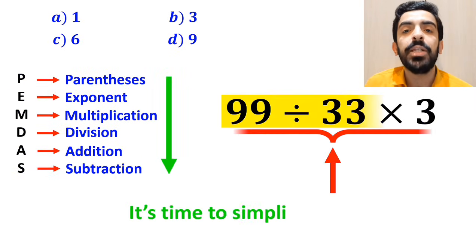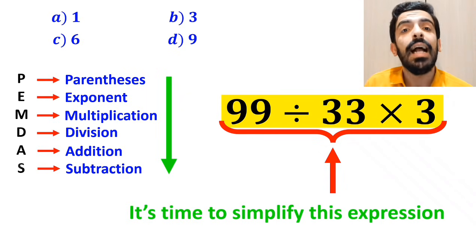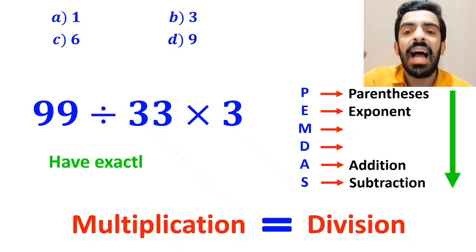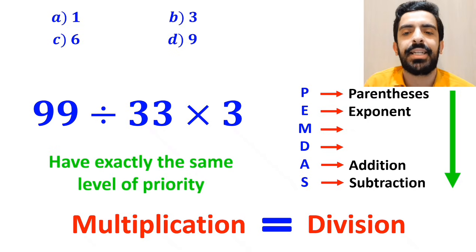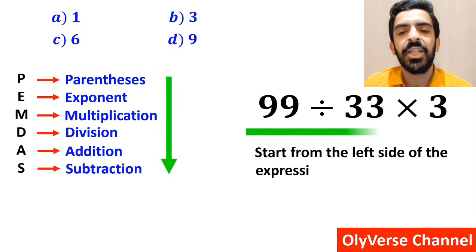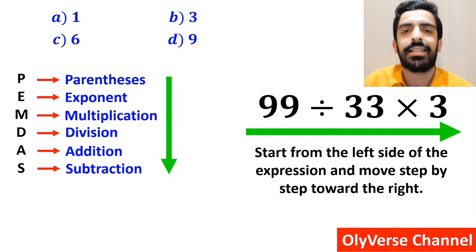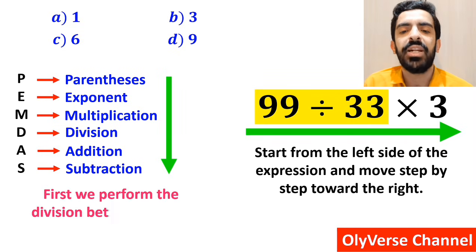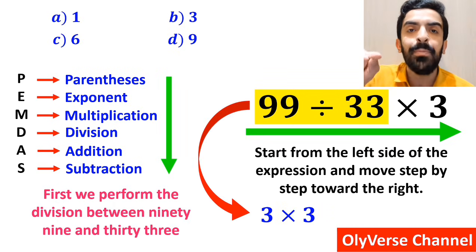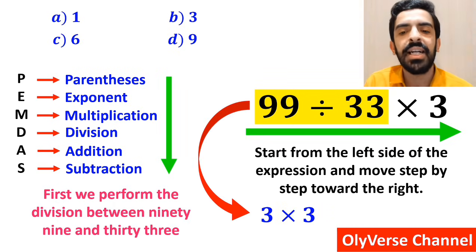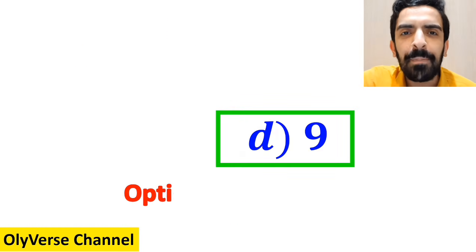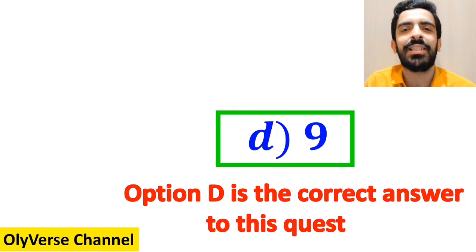Now, it's time to simplify this expression. It's very important to note that in the PEMDAS rule, multiplication and division have exactly the same level of priority. In this case, all we need to do is start from the left side of the expression and move step by step toward the right. So, first we perform the division between 99 and 33, which simplifies this expression to 3 multiplied by 3. And finally, the value of this expression will be 9. Therefore, option D is the correct answer to this question.